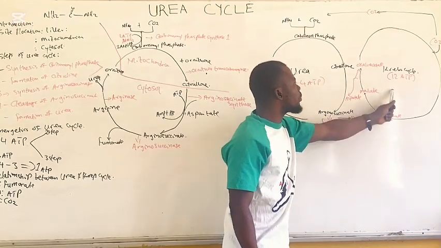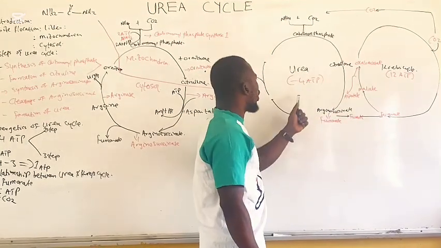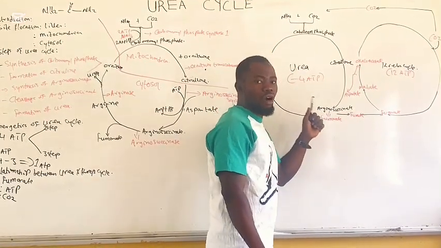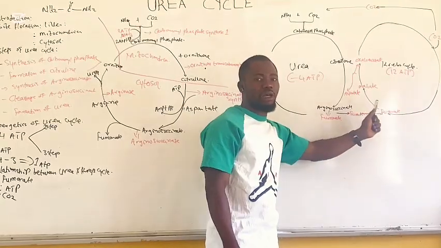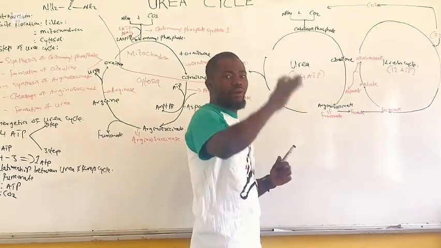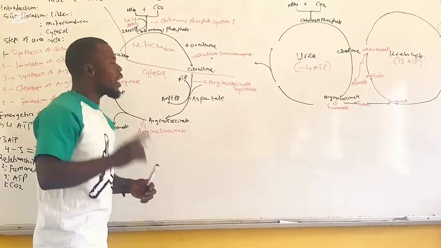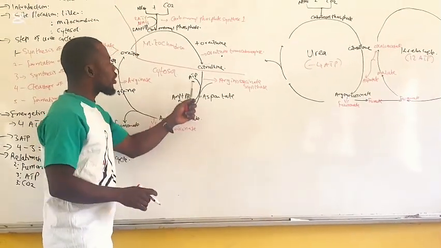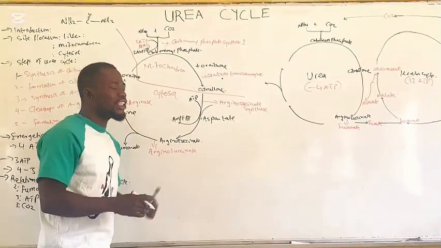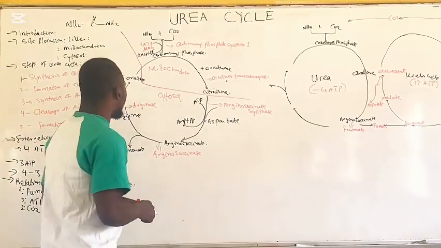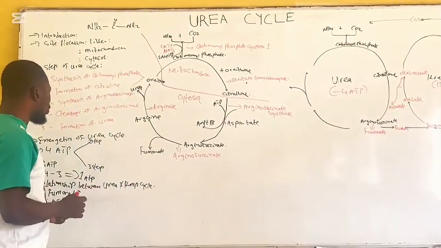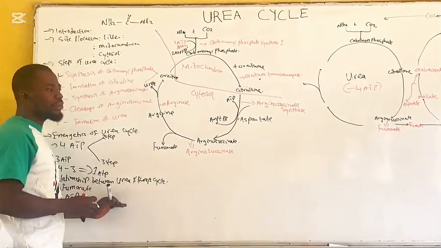And of the 12 ATP from the Krebs cycle, the urea cycle utilizes 4 of the ATPs that are generated from the Krebs cycle. 2 from the first step, which is utilized by carbamoyl phosphate synthetase 1, and the other 2 are from the third step, utilized by argininosuccinate synthetase. So that is the relationship between the urea cycle and the Krebs cycle.